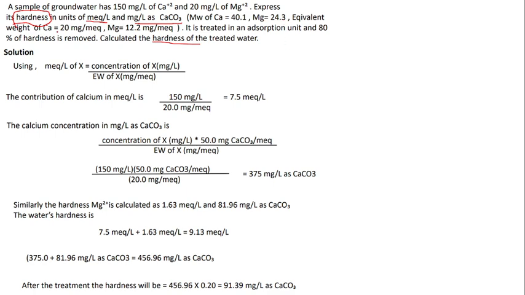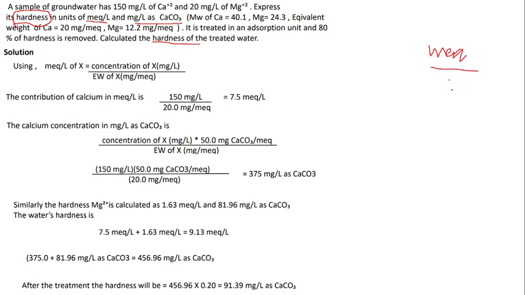The molecular weight of calcium is 40.1, magnesium is 24.3. Equivalent weight of calcium is 20 mg per milliequivalent, and magnesium is 12.2 mg per milliequivalent. It is treated in an adsorption unit, and 80% of hardness is removed. Calculate the hardness of the treated water. So the question is very simple. First part is to find the milli-equivalent per liter.